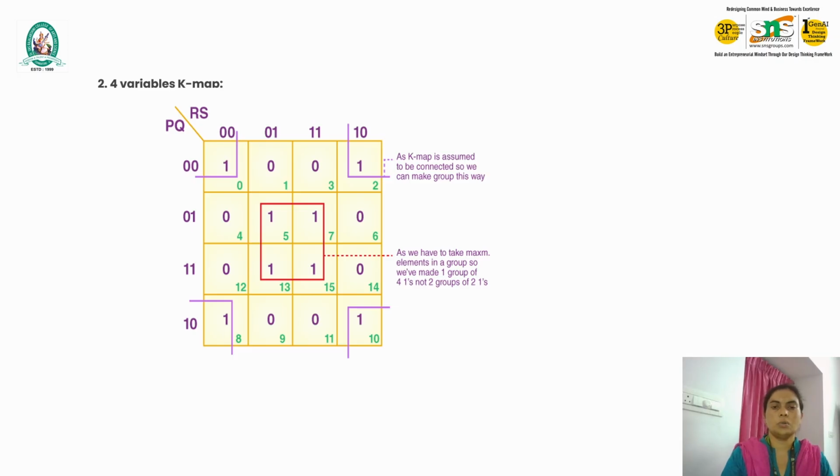In this blue color, it is highlighted that the K-map is assumed to be connected, so we can make groups in this way. Also, in the case of maxterms, we have to try to focus on 4 connected groups. This is for 4 variable K-maps.